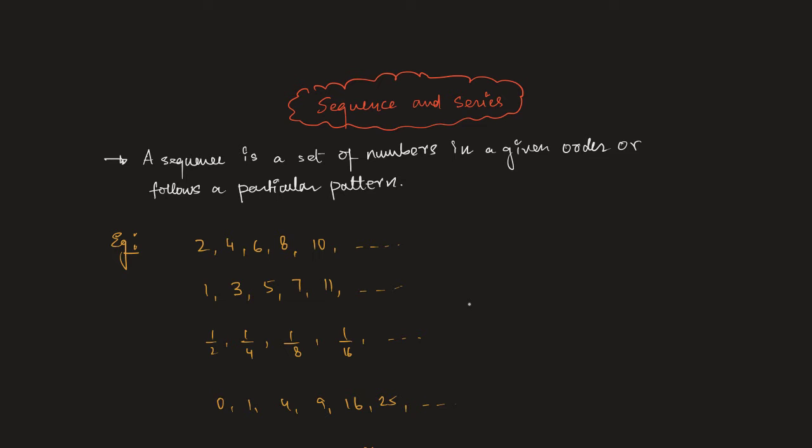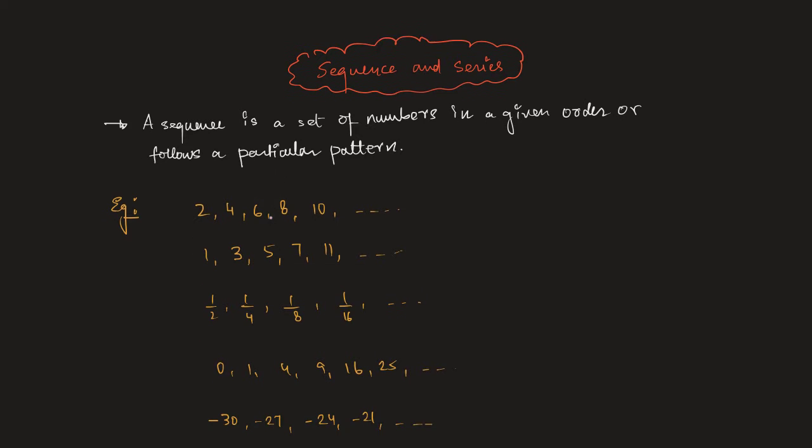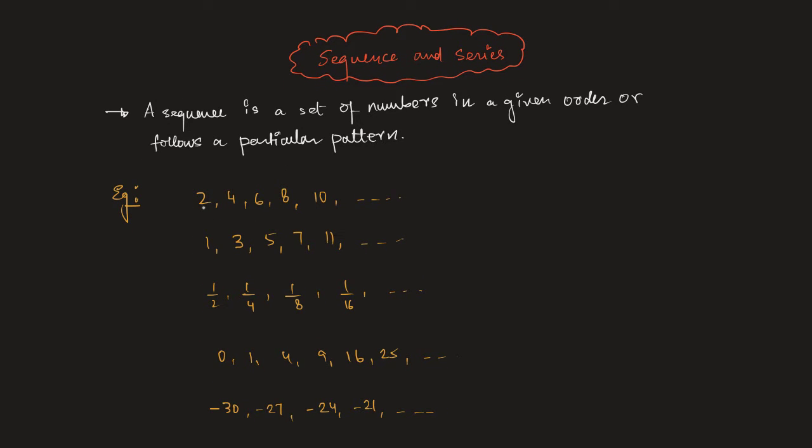Hello everyone, let's start with the topic sequence and series. Okay, so what is a sequence? A sequence is a set of numbers in a given order or following a particular pattern. For example, if you observe this pattern, 2, 4, 6, 8, 10, these are following a particular pattern.